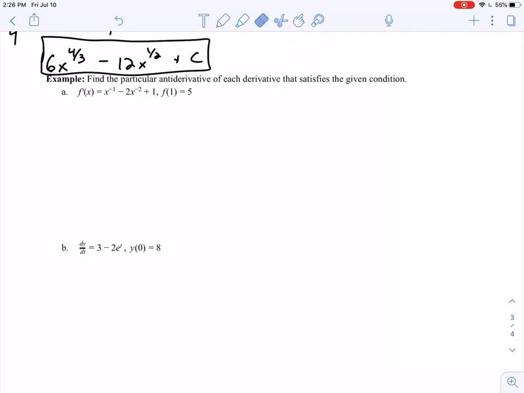But as soon as you give me a single point on that graph, it locks it into one single particular antiderivative. So if you tell me one point that's on my graph, I can then find exactly which antiderivative we're talking about, which member of the family of antiderivatives.